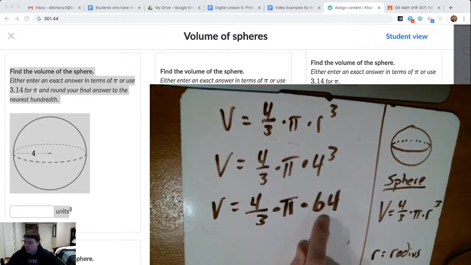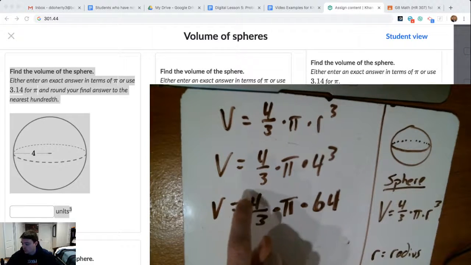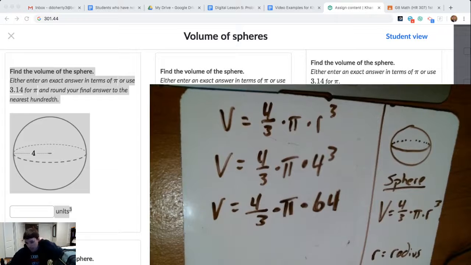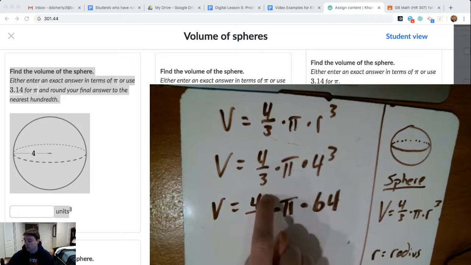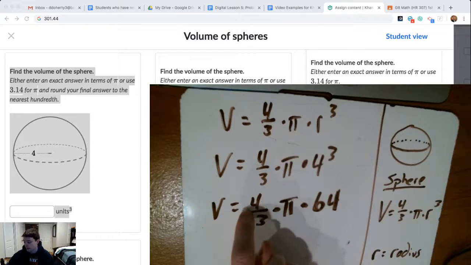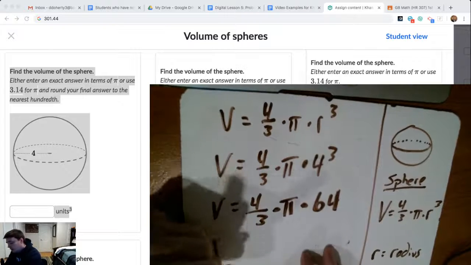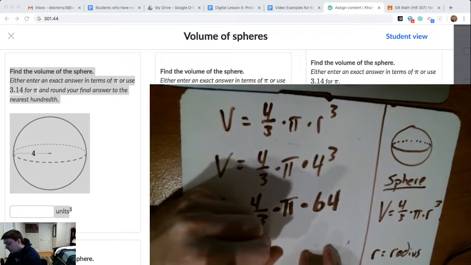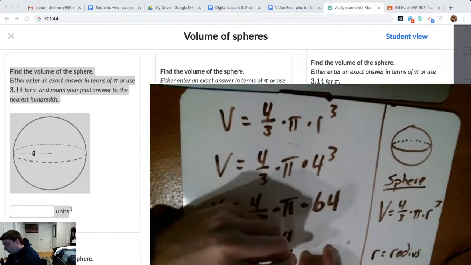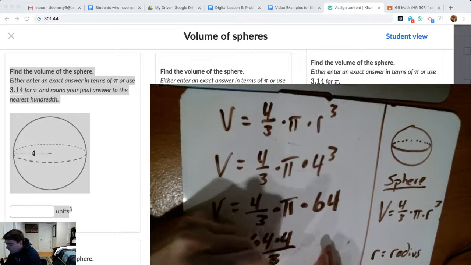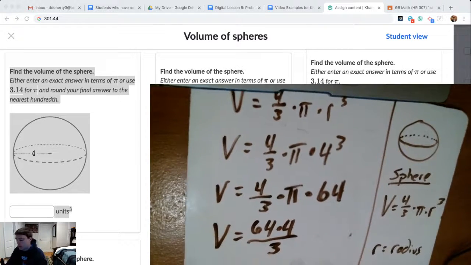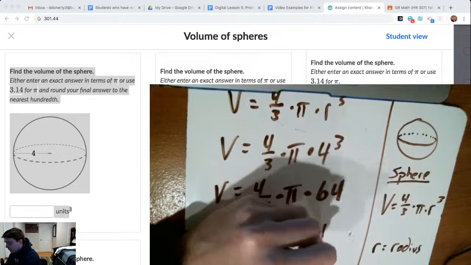I'm going to rearrange things a bit. I'm going to do 64 multiplied with 4/3, then I'm going to worry about multiplying by pi at the end. The key to understand multiplying with fractions is it really means multiply the 64 by the 4, that's the numerator, and then divide by 3. So this could really be rewritten to say 64 is going to get multiplied by 4, and the product, whatever I get there, gets divided by 3. And then that gets multiplied by pi.